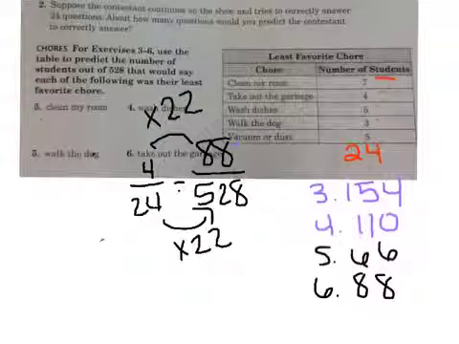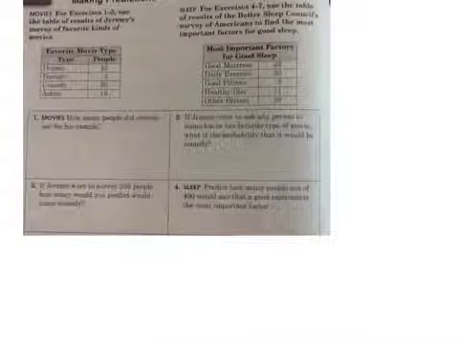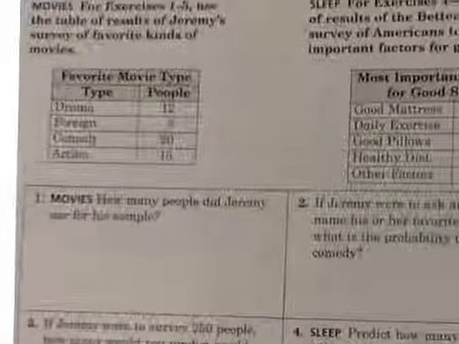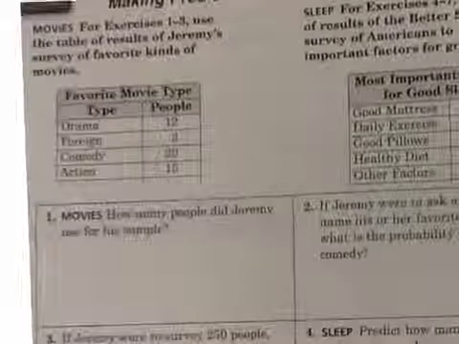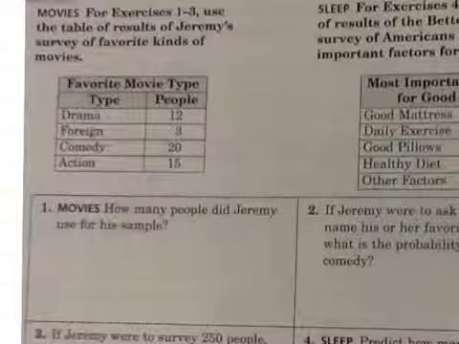Okay, let's look at another set. So right here, we're going to use this table to answer numbers 1, 2, and 3. Our table shows favorite types of movies, and our different categories are drama, foreign, comedy, and action. And question number 1 says, how many people did Jeremy use for his survey? Again, you can go ahead and pause it and work number 1 on your own, and then check it, or you can watch along with me and work them along with me.